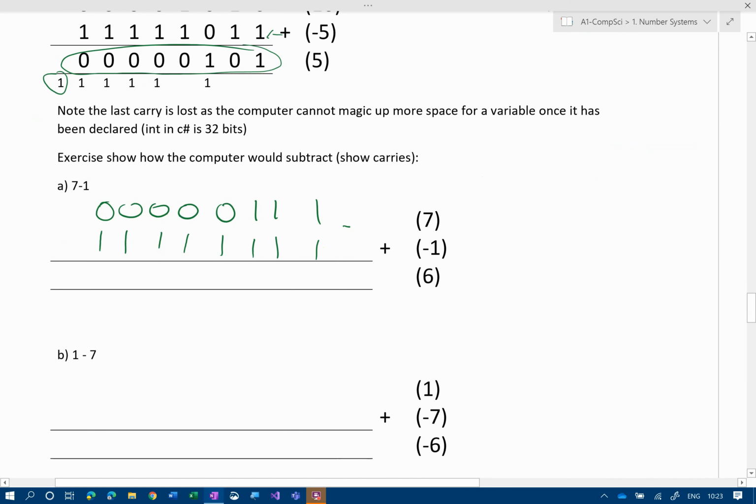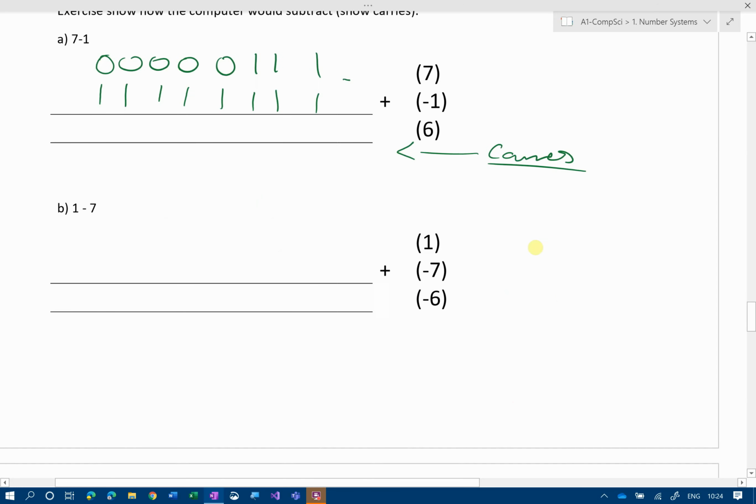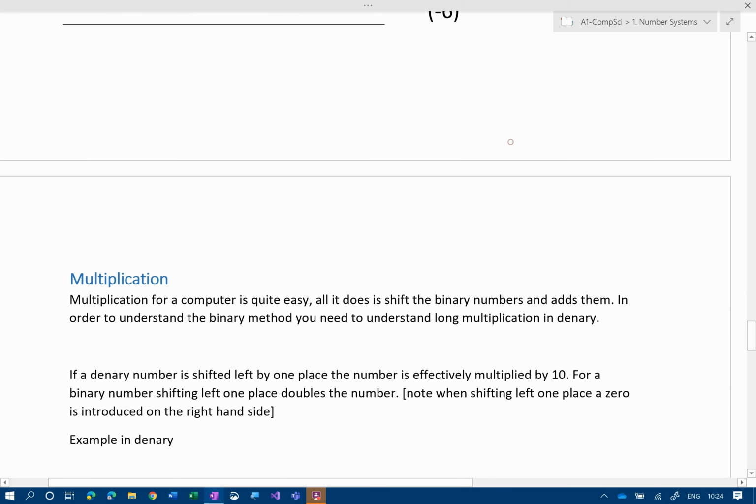And then all you do is add those up, and you should get the correct answer, which is 6. Now, it's important that you show your carries here. I certainly would be expecting to see those in the test, because you know what 7 is, you know what the answer should be. I've written it out here to help you, but in the test you could just write out the answer without actually doing any workings out.